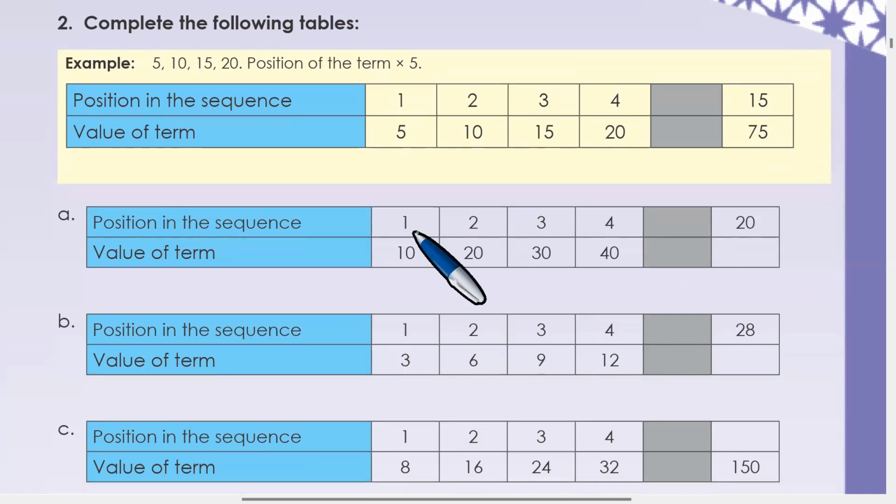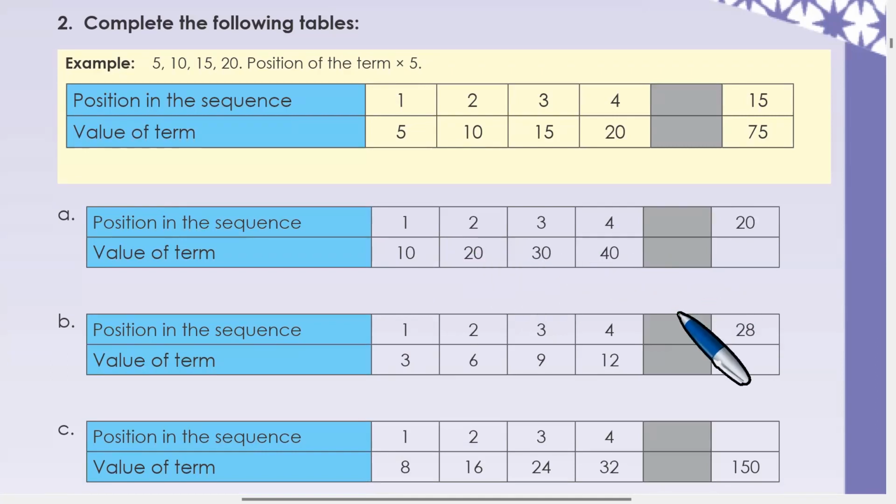Okay, let's come to this. Position of term is what here? Is it 1 times 10? Yes, position 1 times 10 is 10. Position 2, what is 2 times 10? 20. Position 3 times 10 is 30. Position 4 times 10 is 40. Position of term is 20, but we're multiplying by 10.